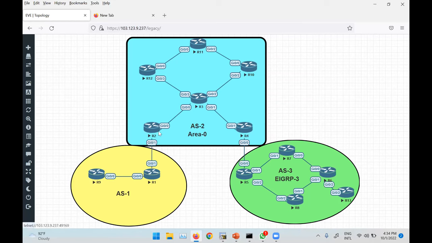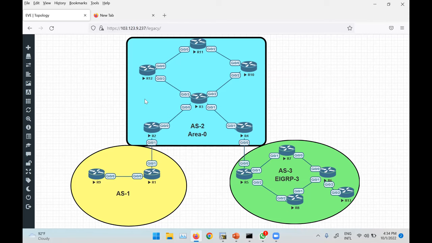See, just think, R2 is connected to R3 in OSPF area 0, then you'll have one OSPF neighbor in R2, right? That's one thing. Another thing, R2 is connected to R1 by BGP, that means there will be one eBGP pair. Yes, yes. And also, if R2 is configured with iBGP with R3, R10, 11, 12, 4, then you will have 5 iBGP pairs.